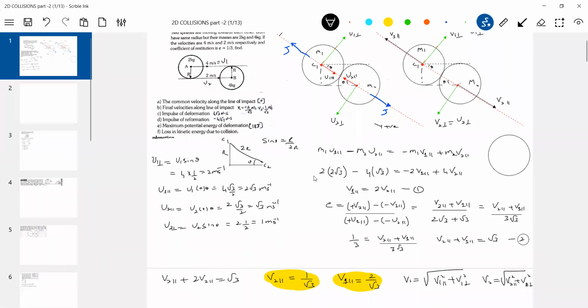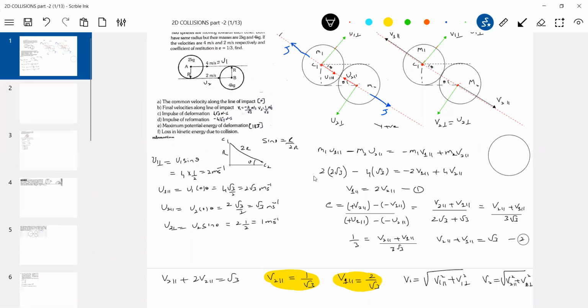So whenever a two-dimensional collision comes, what is very important? The line of impact. Initial velocities, you resolve along the line of impact and perpendicular to the line of impact, and apply conservation of momentum and the coefficient of restitution along the line of impact. The unknowns are obtained.